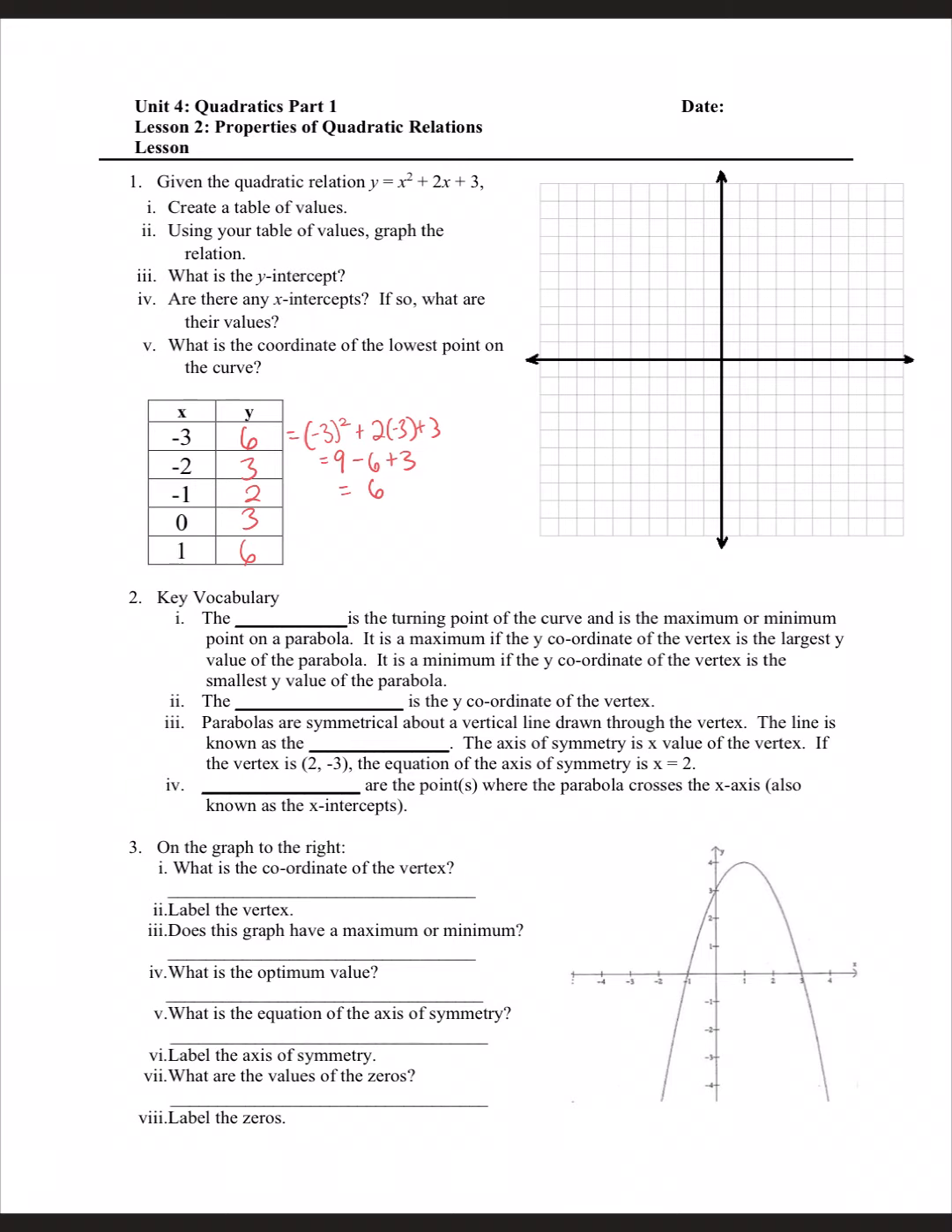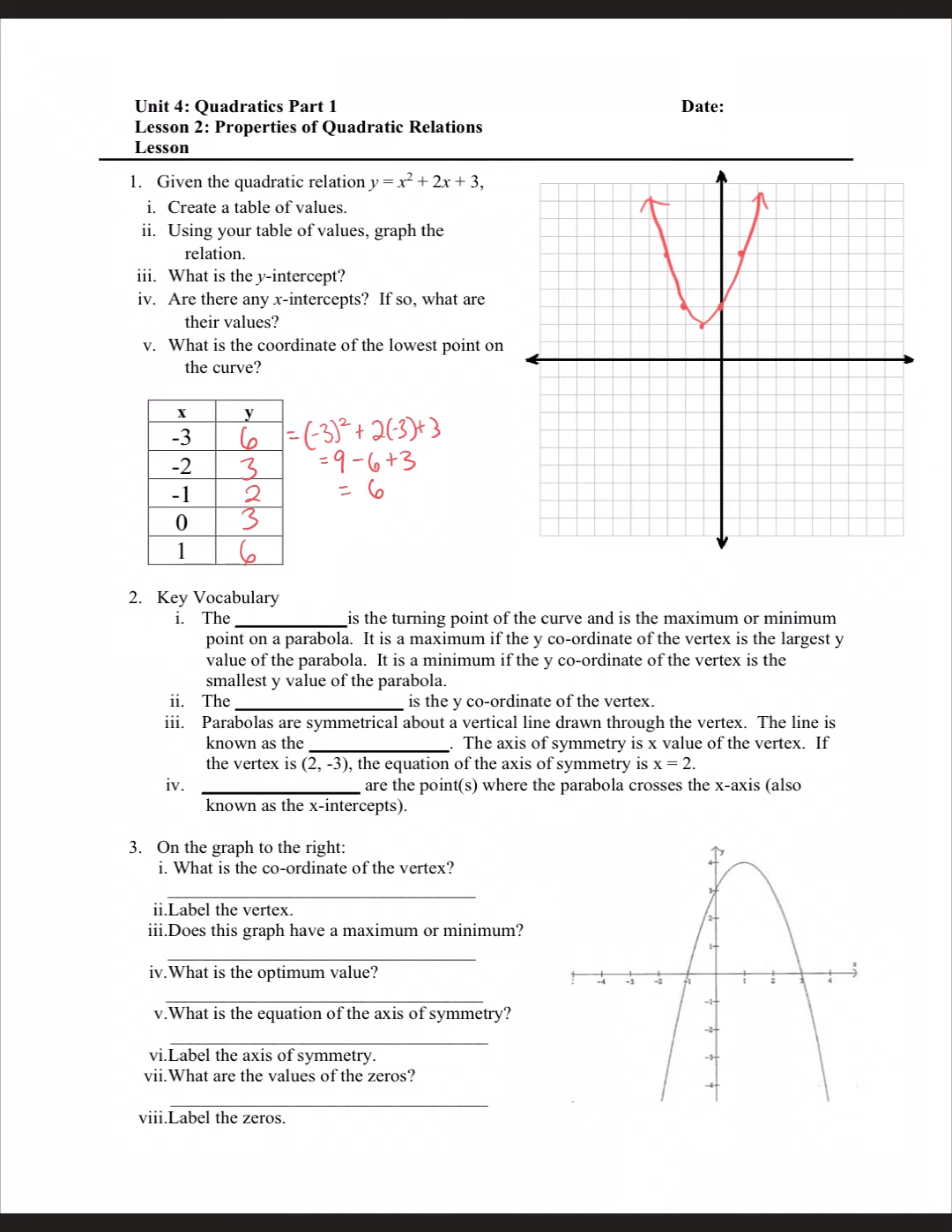So we're going to graph this relation. We're going to be at -3, positive 6. Then we're going to be at -2 and 3. We'll be at -1 and 2. And then 0 and 3 and 1 and 6. So we will connect those dots to make a smooth curve that we call a parabola.